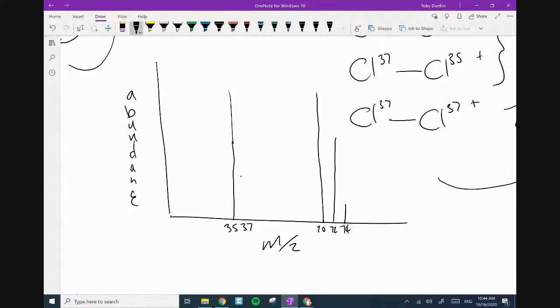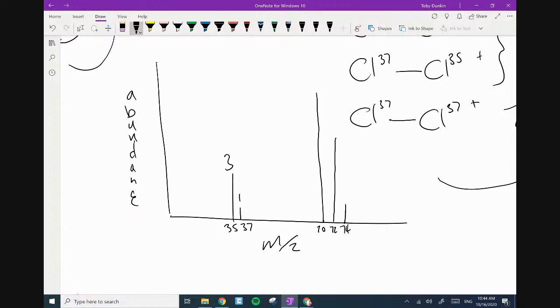It's a bit too long. Guess what the heights of these two peaks are going to be? They're going to be 3 to 1. So in reality, if I actually want to do this properly, it's actually going to look like this. This is actually what it's going to look like. It's a 3 to 1 ratio.